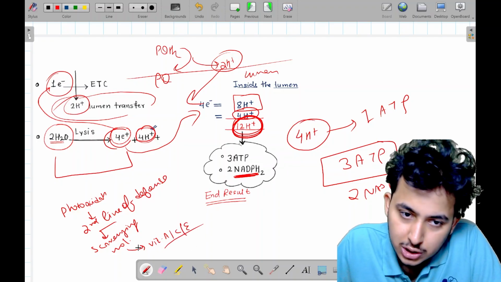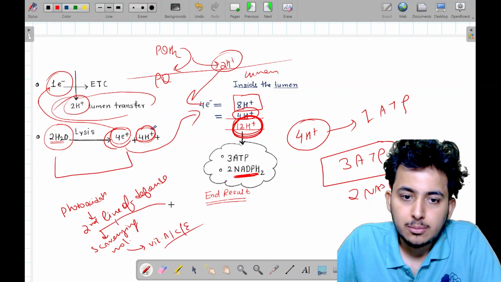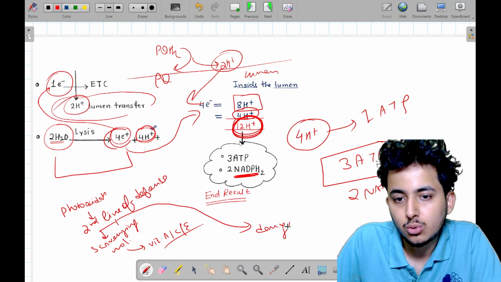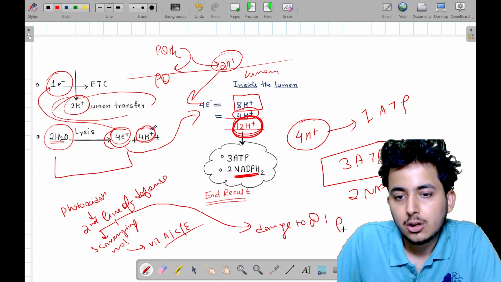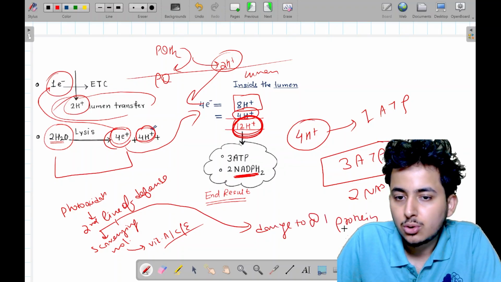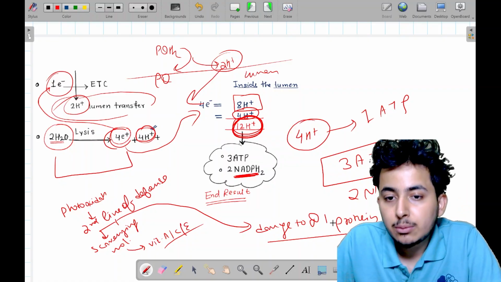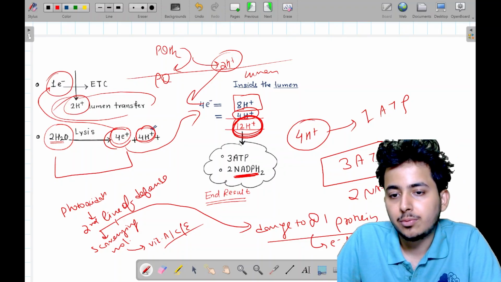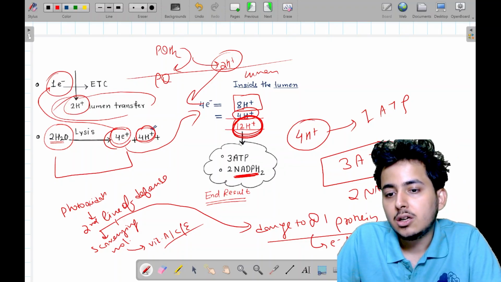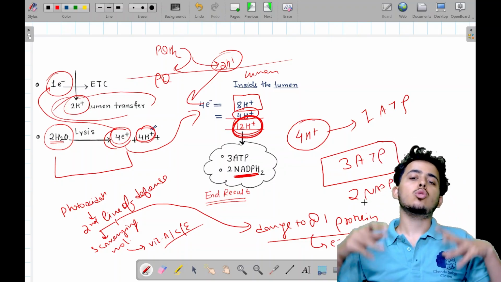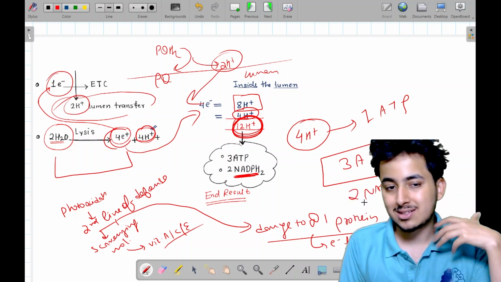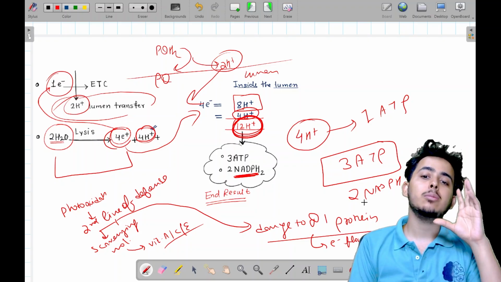Apart from the scavenging molecules, there was another mechanism, which was the damage to D1 protein. Now, what is D1 protein of PS2, you got to know. If the D1 protein is damaged, electron flow will be blocked and the plant will not be able to do excessive photosynthesis, and the damage to the plant due to excessive light will be reduced.